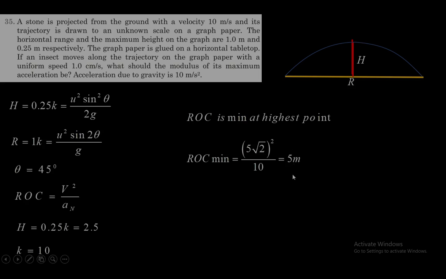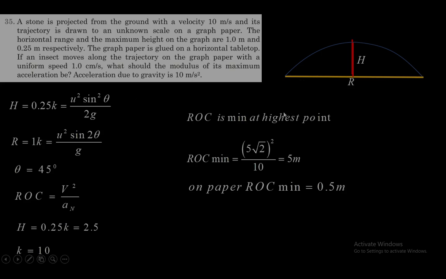So this is the actual value. And what is ROC on paper? On paper, everything is 10 times smaller, so on paper, ROC will be 0.5 meter. Now, on paper, there is an insect moving with a uniform speed. When the insect is moving with uniform speed, it has only normal acceleration. There is no tangential acceleration. So we have to find the maximum acceleration.